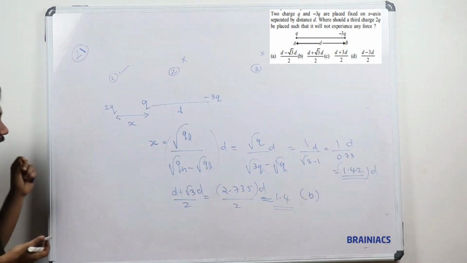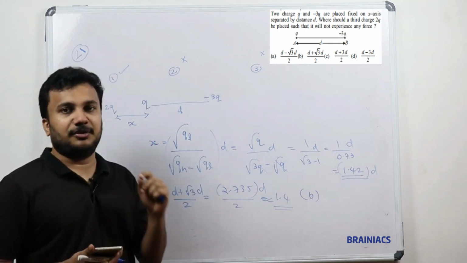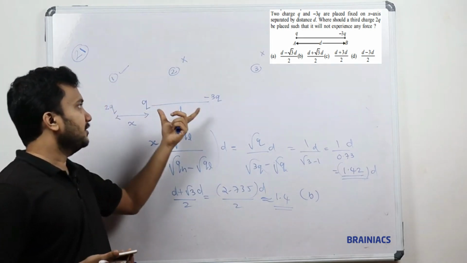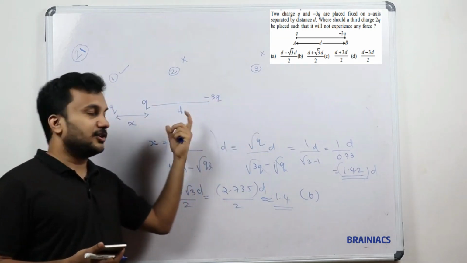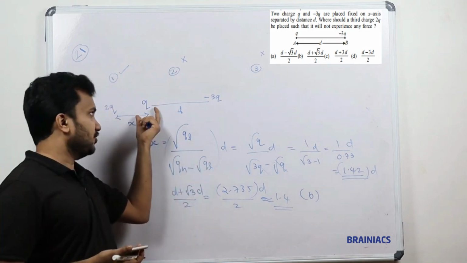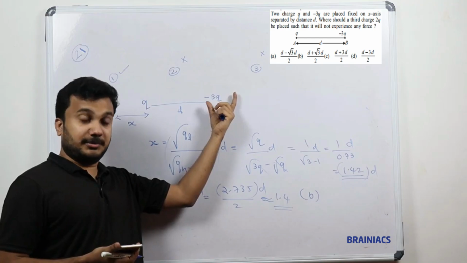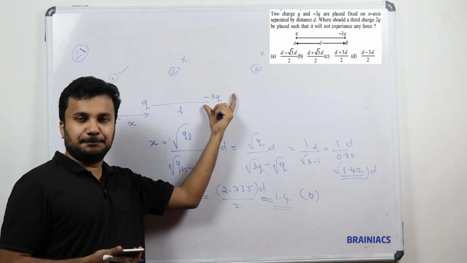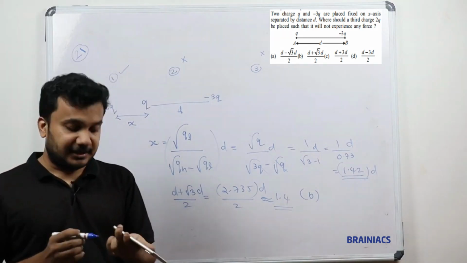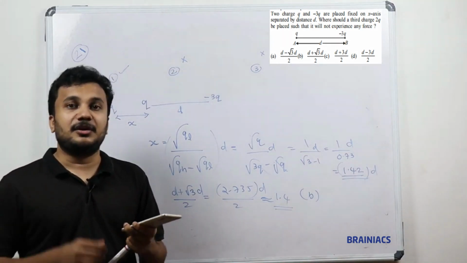So where to place the charges? That point you always have to remember, whether it is towards the left, between the charges, or towards the right side. It is always towards the left side of the minimum charge. So this is the minimum charge Q, and this is minus 3Q, the highest charge. The third charge is in equilibrium position, and it has to be placed nearer to the lowest charge.